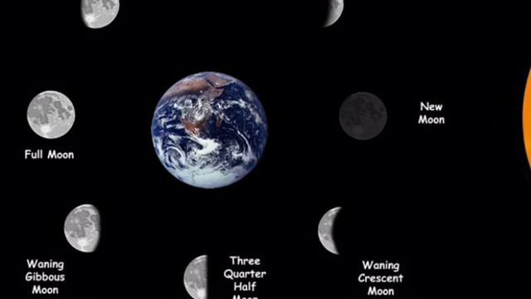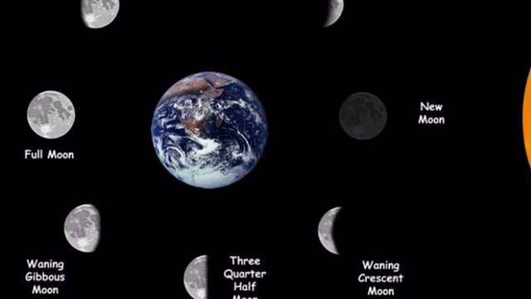Then the waxing gibbous, which is 3/4 of the moon. And then the full moon, where we can see the whole thing. Then, the waning gibbous, where we can see the left side of the 3/4 of the moon. Then, the third quarter, which is the other half of the moon that we didn't see before.